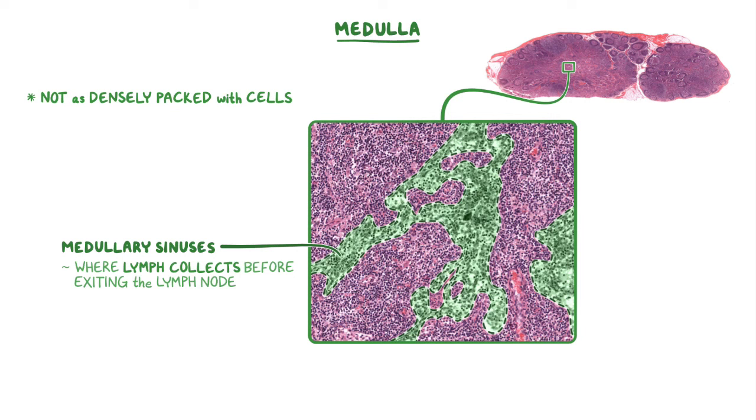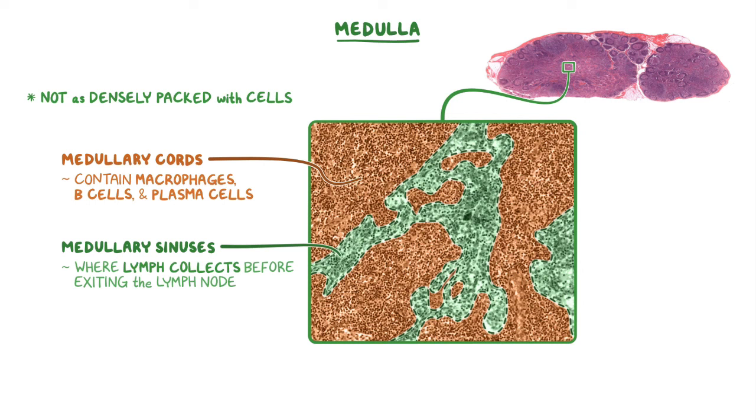The shape of the sinuses is formed by the surrounding medullary cords, which are the irregular cords that contain macrophages, B cells, and plasma cells. In this image, we can also see a few blood vessels within the medullary cord as well.